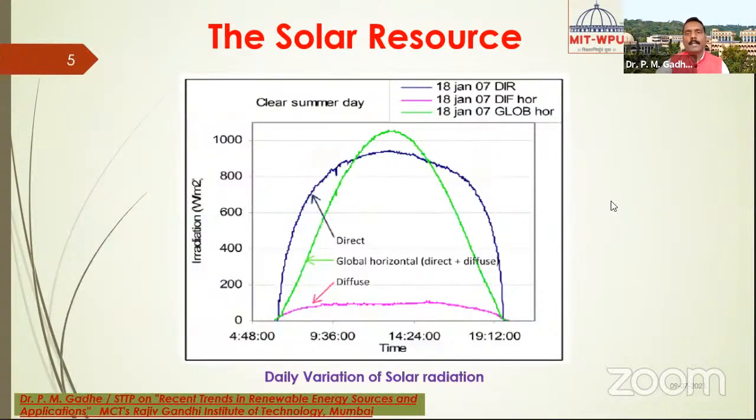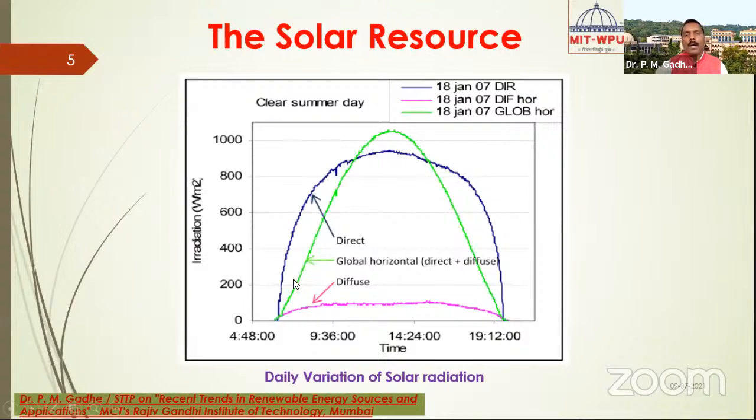Now you can see this is the variation of the solar radiation for a particular day. A clear summer day is taken. You can see this green line is the global radiation, combining the diffuse and the direct radiation. This blue line is the direct radiation, and this line is the diffuse radiation.